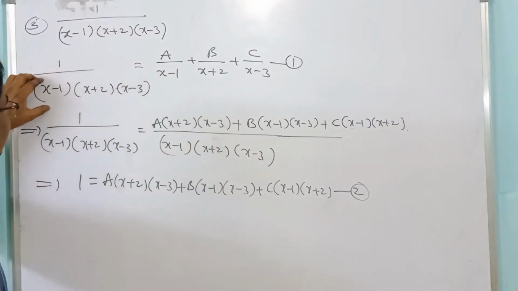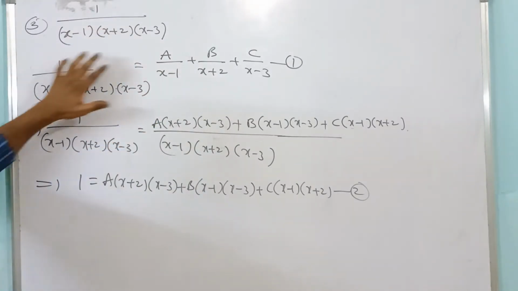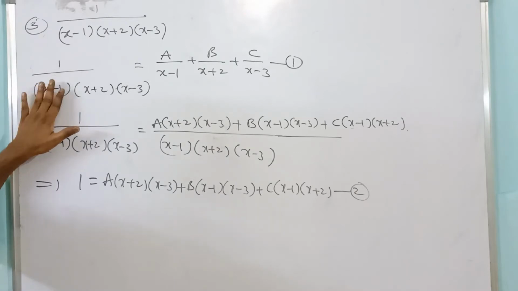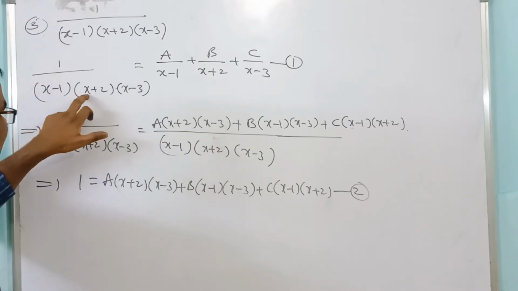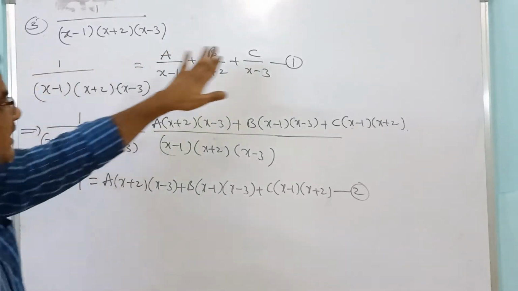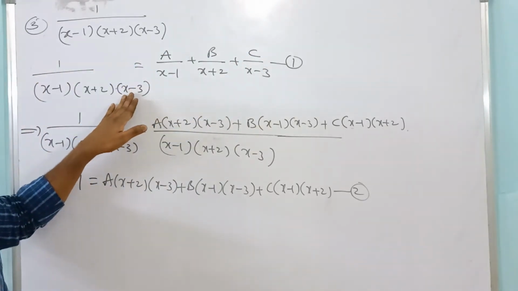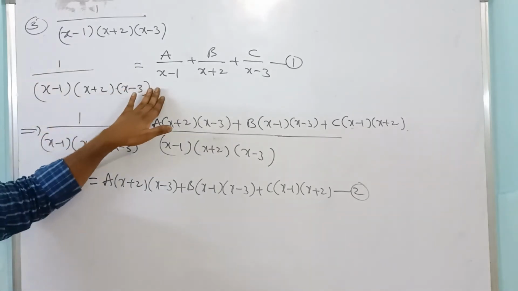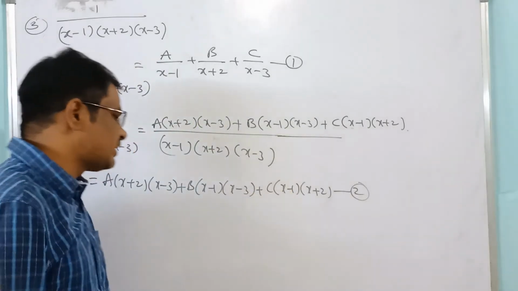To get A, substitute x equal to 1 in LHS except this factor. Put x equal to minus 2 to get B, except this factor in LHS. To get C, x equal to 3 in LHS except this factor. So like that, directly also you can do.